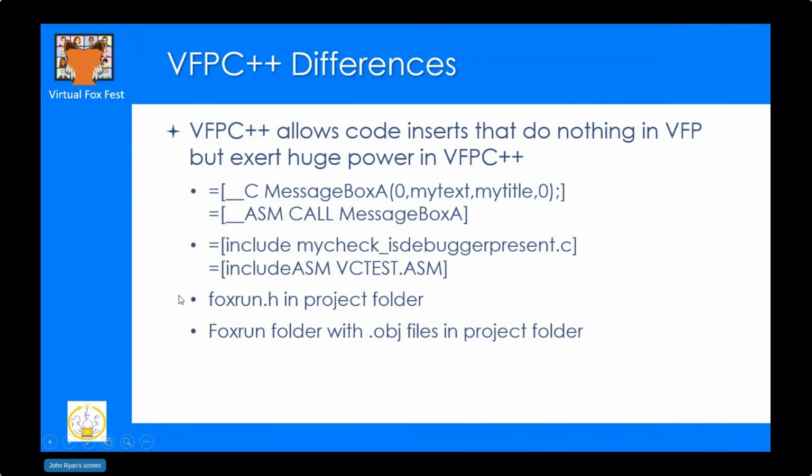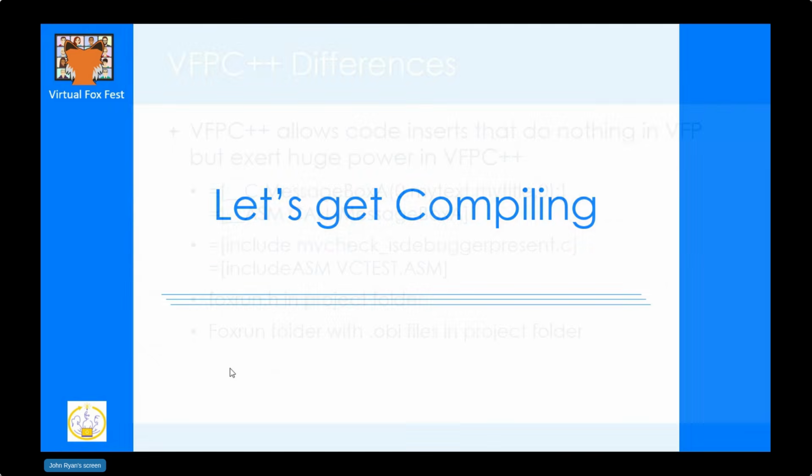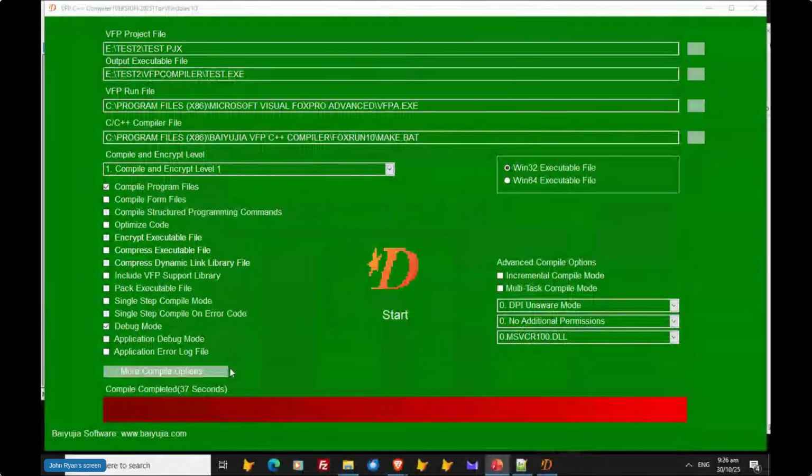And we will come back to this, but you can also put a foxrun.h in your project folder. And when VFP C++ compiler builds, it will include all of that .h resource into the DLL. And less likely to be used, but we will cover it, is you could use a foxrun folder with object files. That's quite advanced. I don't propose to spend much time on that. All right, let's get going.